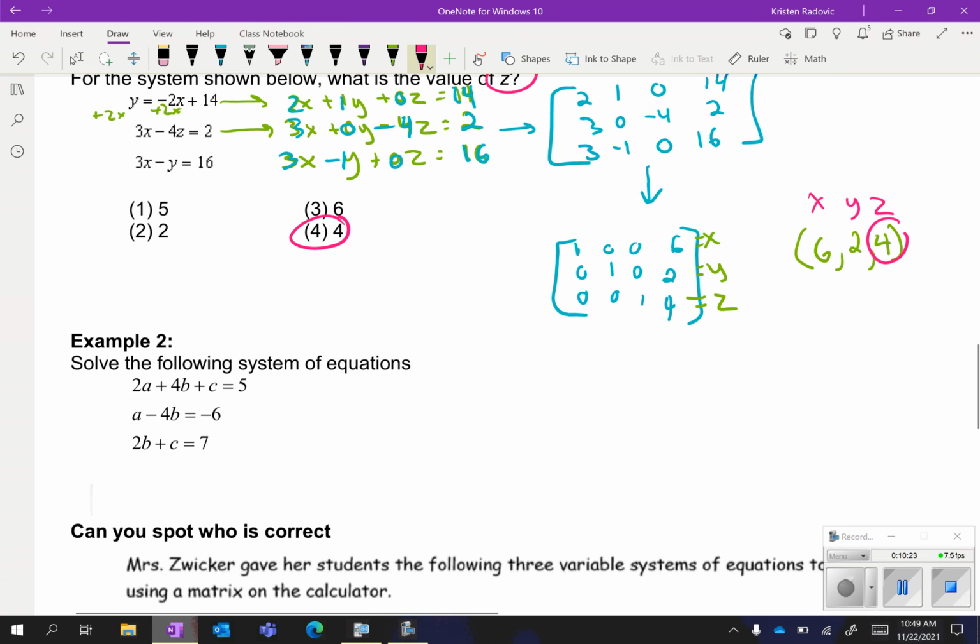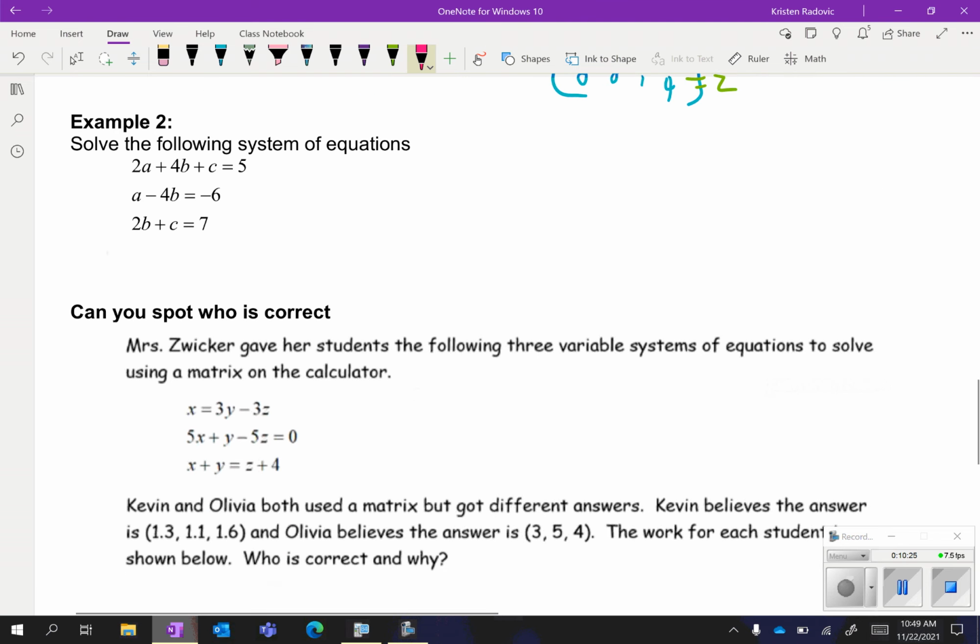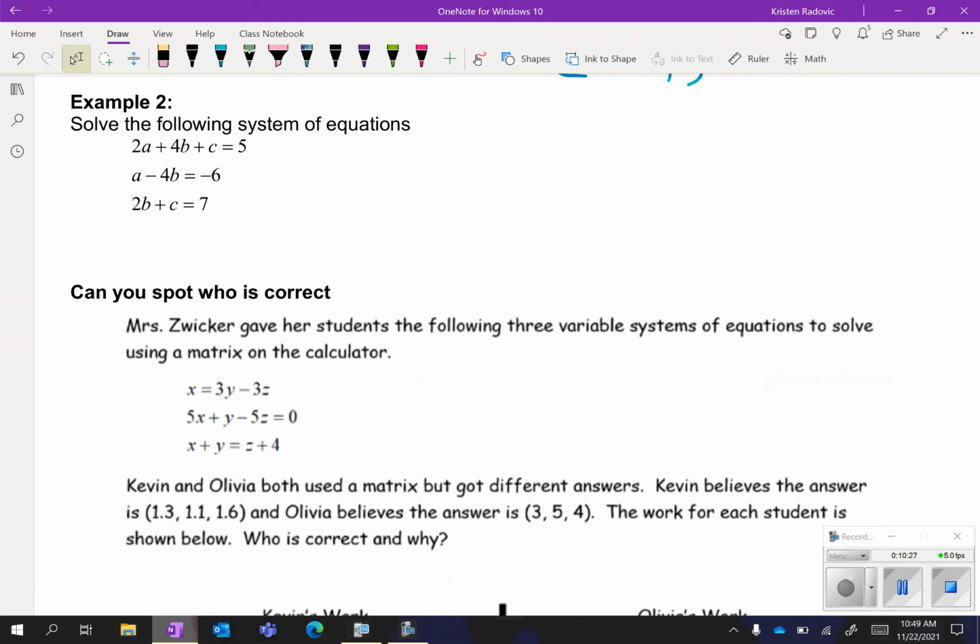Okay, you guys are going to try the next two on your own. Make sure that all of your variables are on the left side of the equal sign, all of your constants are on the right side of the equal sign, and that you include any placeholders. Good luck!